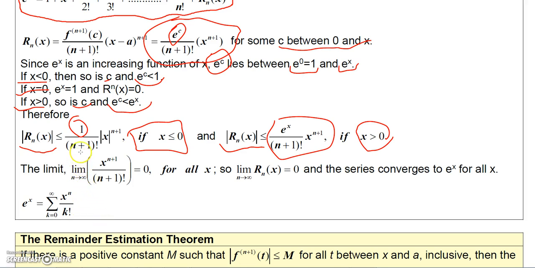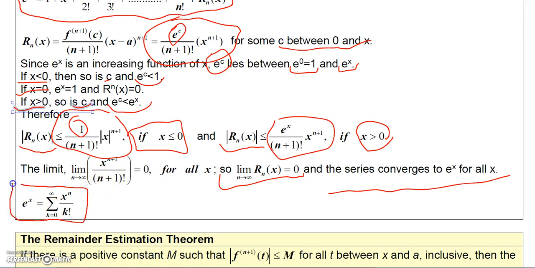Now the actual limit of this would be 0 for all x. So since the limit of this is 0 for all x, the limit of the remainder term would be 0 as n approaches infinity, and therefore the series converges to e to the x for all x. So both of these actually go to 0, so the series converges for all values of x.